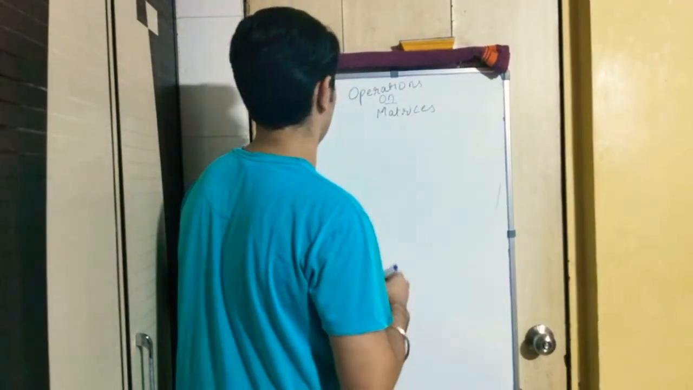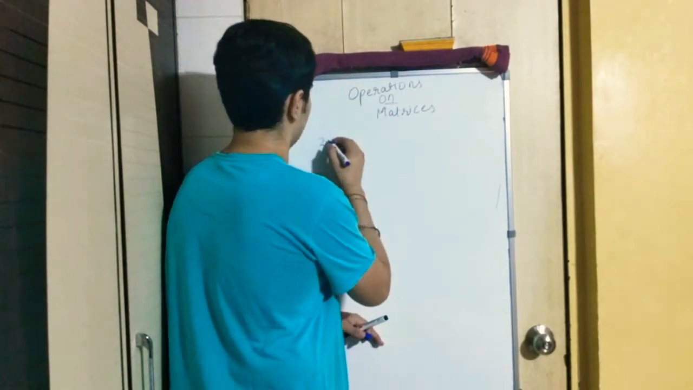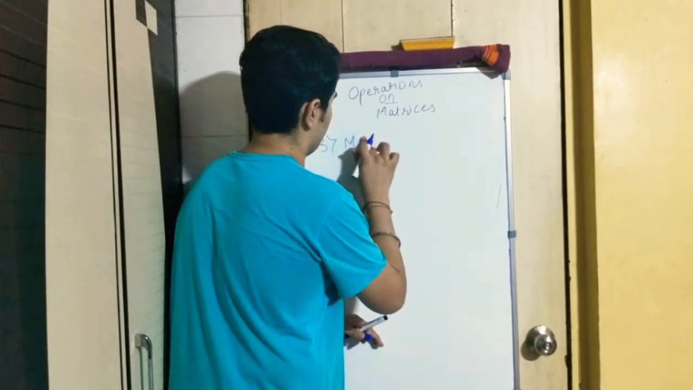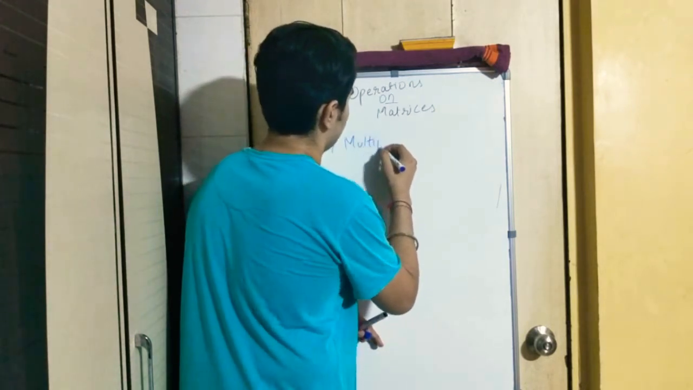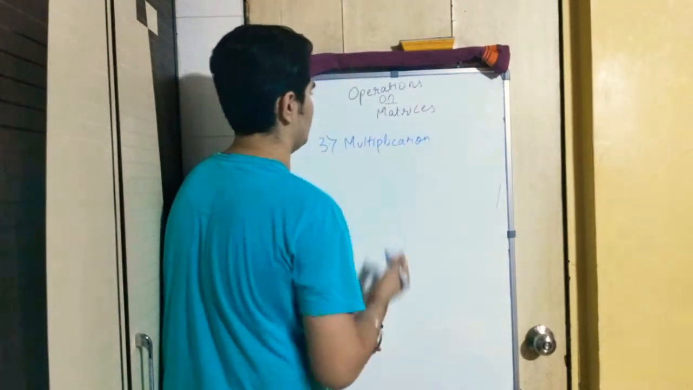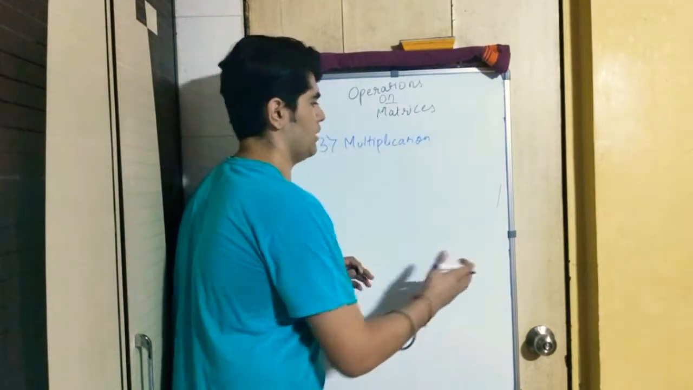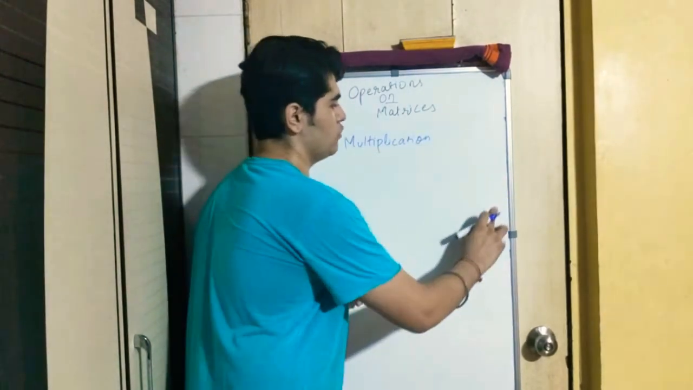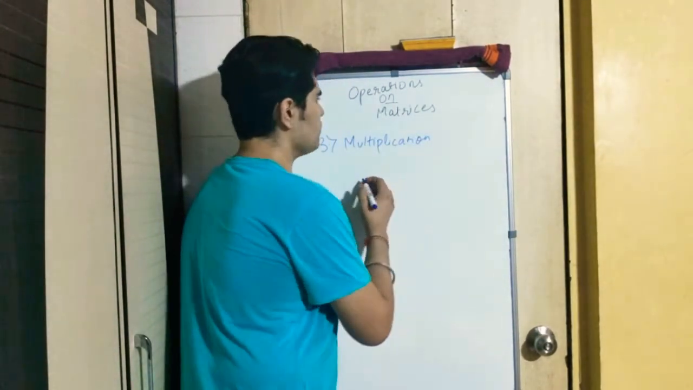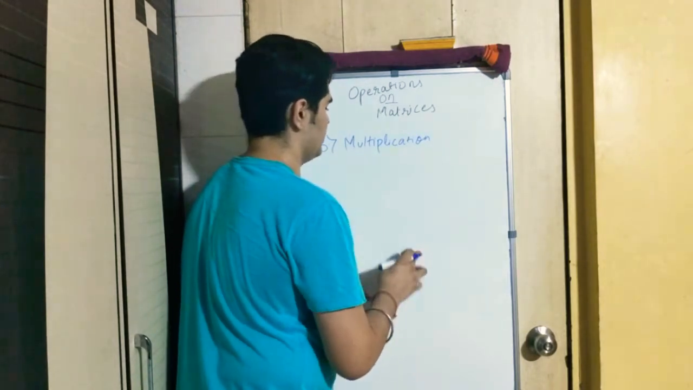The third thing we learn is very important: multiplication. How to multiply a number with a matrix. There are two ways of multiplication. First, a matrix with a matrix, which we will learn as we move on, I think in the next video. But we are going to learn how an element outside the matrix is multiplied with the matrix.